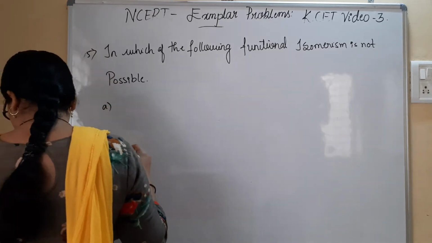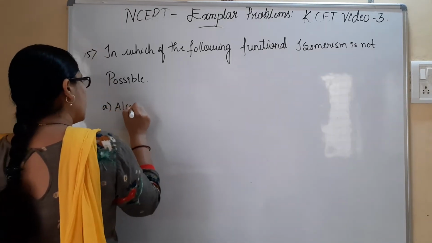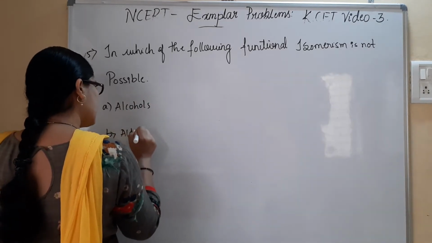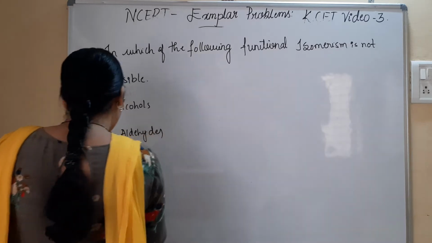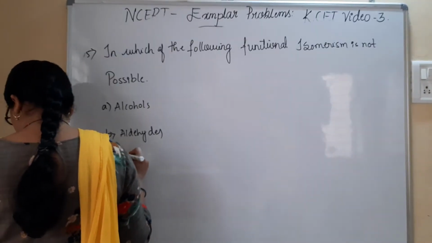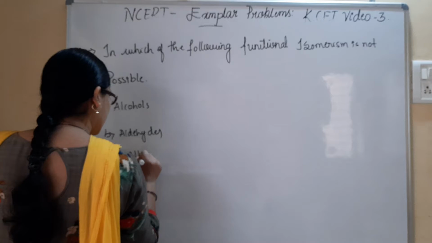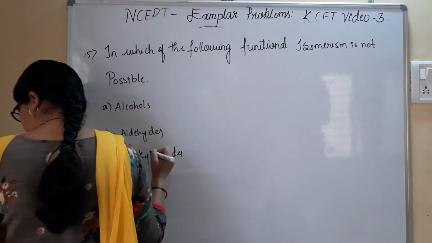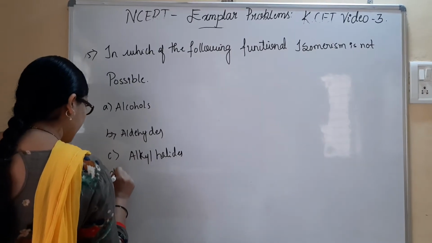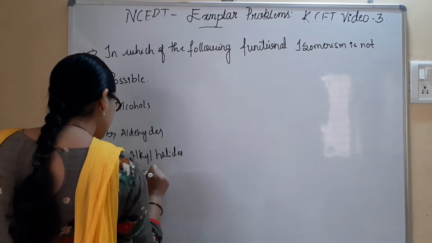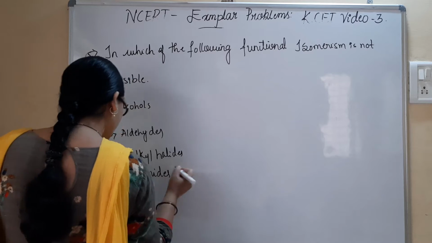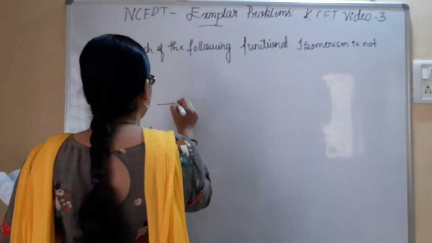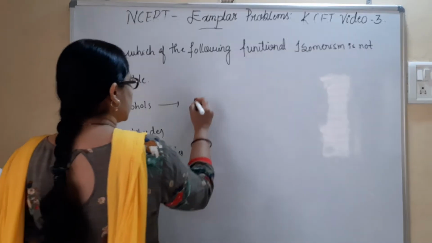First, A, I have alcohols. B, I have aldehydes. Then C, I have alkyl halides. And lastly D, cyanides.